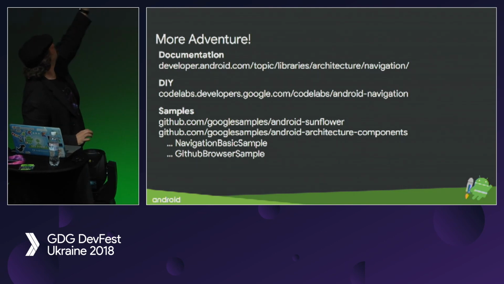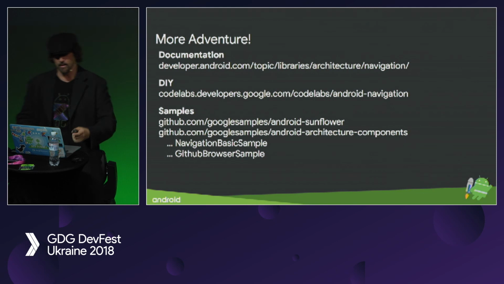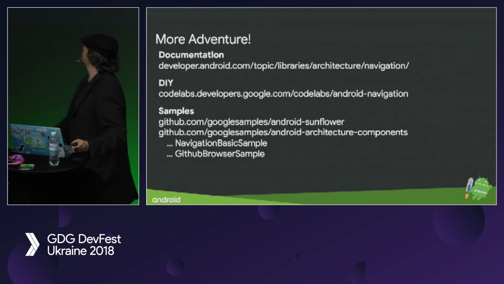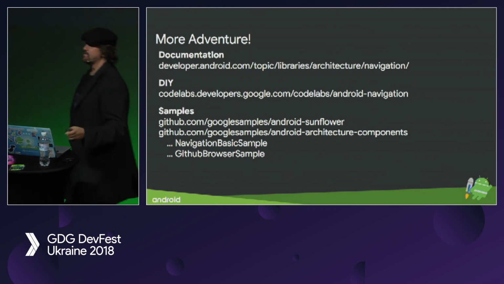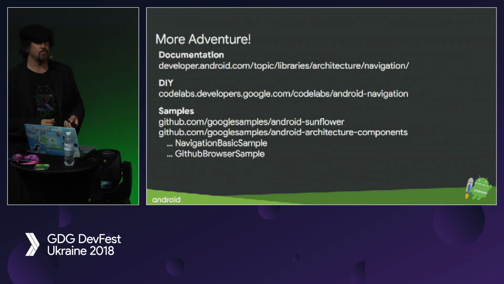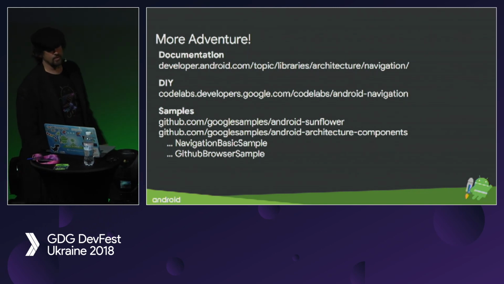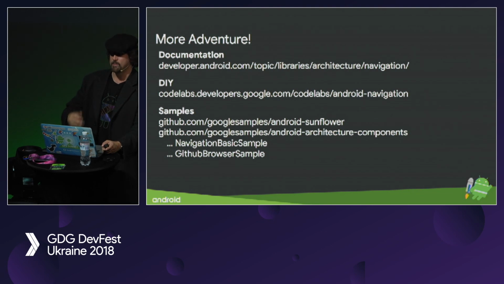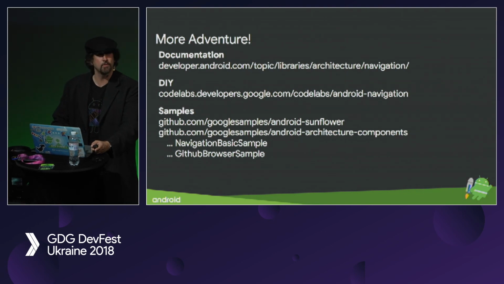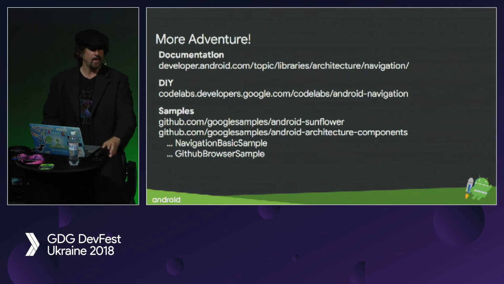But again, to get started, we've got documentation, we've got this useful code lab, we've got a bunch of samples. We've put it into not only our prime sample for architecture components, which is our GitHub sample, but also into the Sunflower sample, which is a little bit simpler and more understandable. And with that, thank you very much.